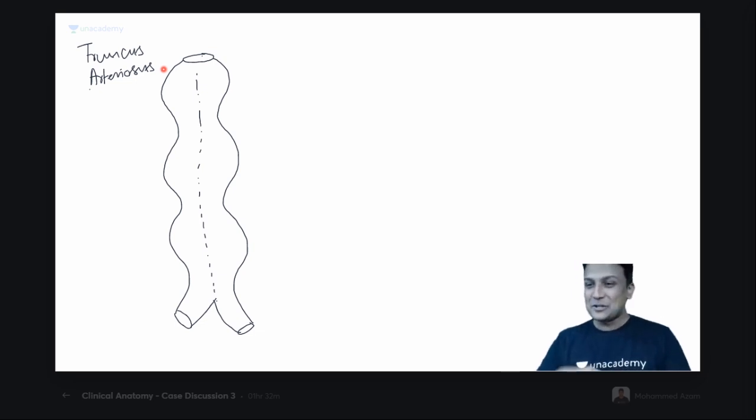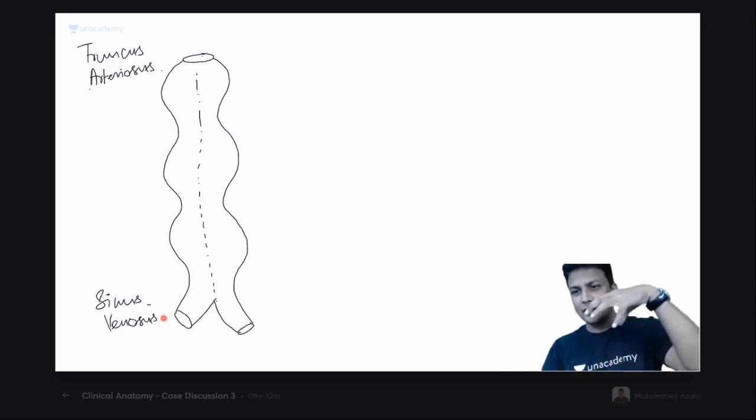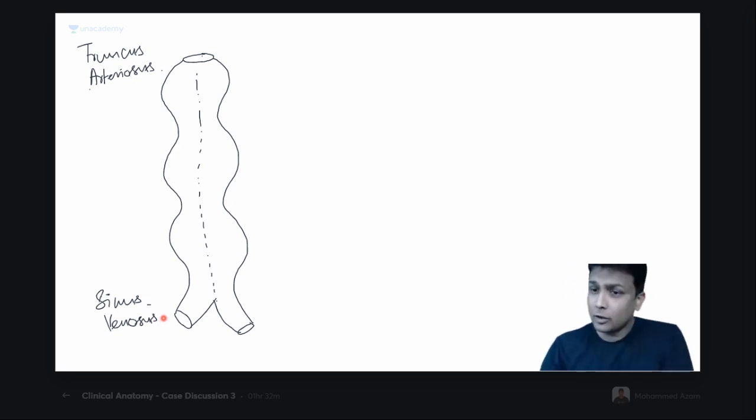So what is the cranial end, my dear friends? The cranial end is truncus arteriosus. Fine. And what is the name of the caudal end here? The caudal end will be your sinus venosus. So the cranial end will be truncus arteriosus and the caudal end will be sinus venosus.